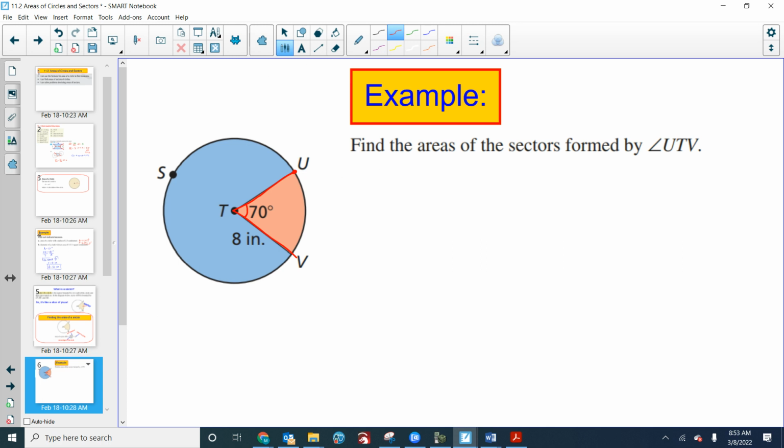All right. So that area is going to be, well, it's 70 over 360 times pi times 8 squared. If you use the wrong formula, man, it's gonna really hurt you. All right, I have students confuse the formulas. The arc length finds length. Sector finds area. Okay.